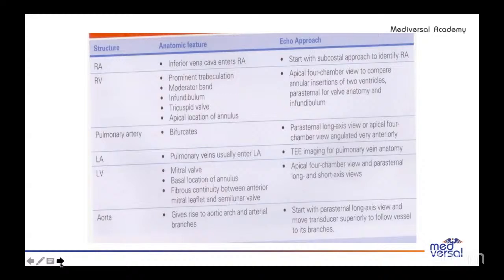Right, from there the aorta. The aorta gives rise to the aortic arch and arterial branches. So start with the parasternal long axis, which is the first view we do, and move the transducer superiorly to follow the vessels to its branches. Okay, next slide.